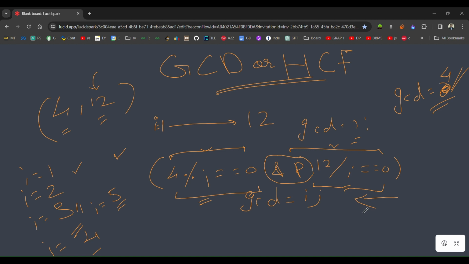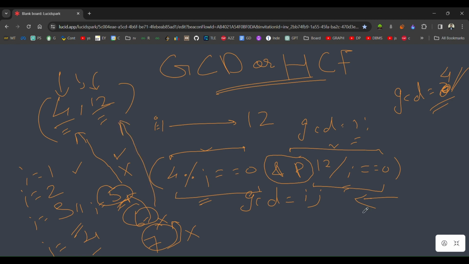So can 5 divide 4 completely? No. Can 6 divide 4 completely? No. Can 7 divide 4 completely? No. Why? Because these numbers are greater than one of these numbers. Right. So we don't have to check after 4. Why? Because anyway after 4, whichever number comes, that cannot be a common factor. That can be a factor for this, but that cannot be a factor for 4, right?